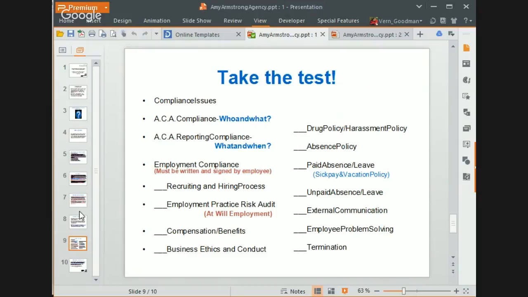Do you have a business ethics and conduct process, and is it in writing? Do you have a drug policy, harassment policy, an absence policy, whether it's paid absence like sick leave and vacation pay or possible unpaid absence leave? Are they written? Are they clearly understood by the employees, and have the employees all signed off that they understand? Do you have an external communications policy, an employee problem shooting policy, and most important, do you have a termination policy that the employees understand their rights as well as yours and what to be expected?